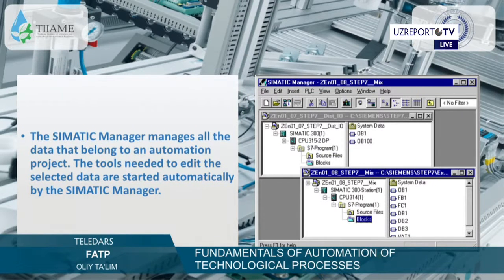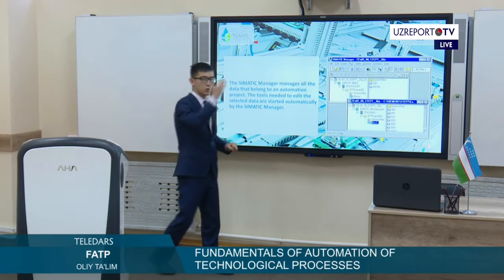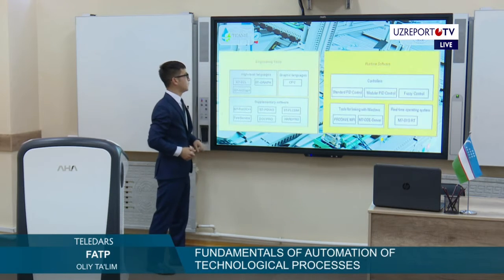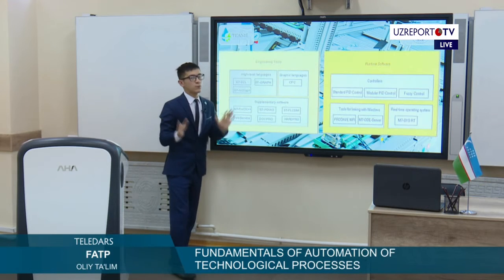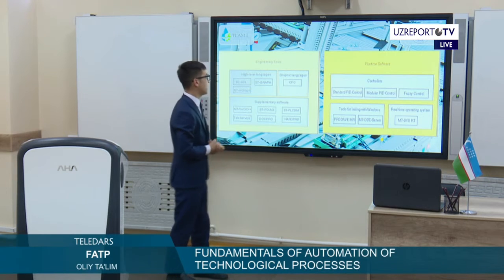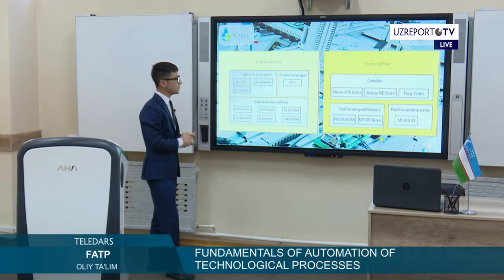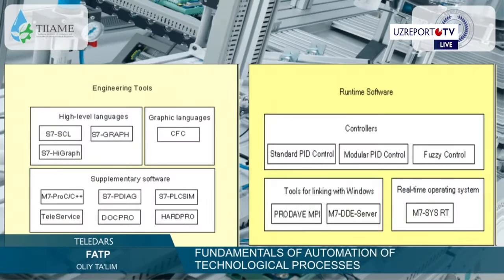The SIMATIC Manager handles all the data and automation projects, all the tools which you need to edit and make automation standards, and the management of your program is done by this manager, which I show on the right side. Okay, Step 7. What is Step 7? Step 7 has engineering tools and, at the same time, runtime software. And the engineering tools consist of three parts.